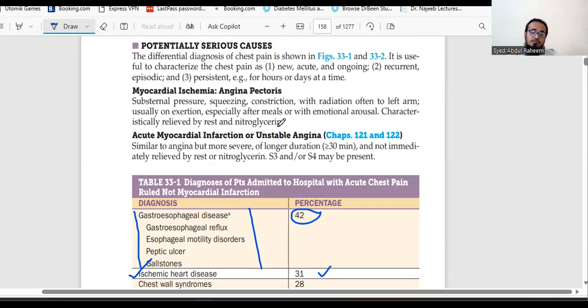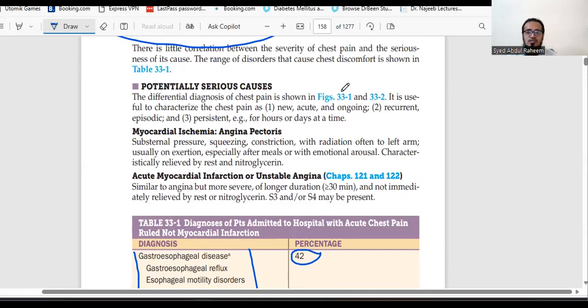So for the serious causes, we have to differentiate between gastrointestinal chest pain and cardiovascular chest pain, because if this is cardiovascular pain, it is an emergency. You need emergency treatment. So what type of problems may happen with cardiovascular diseases? Here we are only talking about chest pain, not the complete disease. The complete disease we will talk about in cardiovascular diseases.